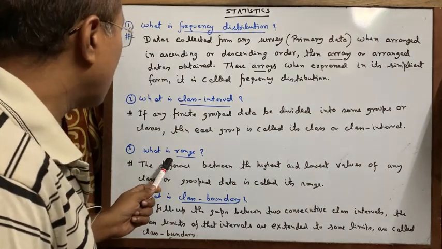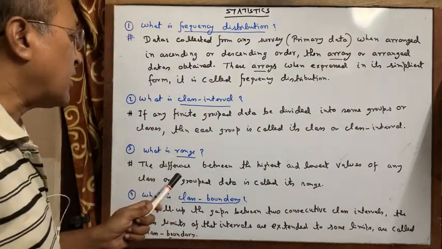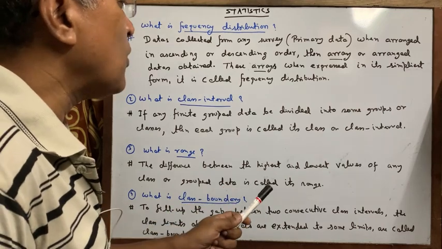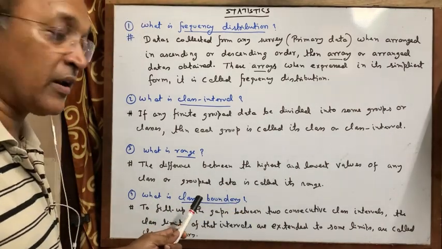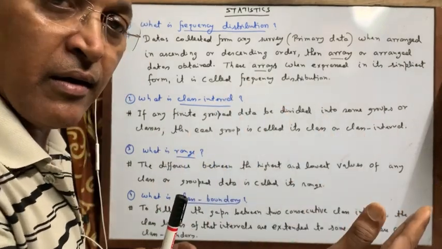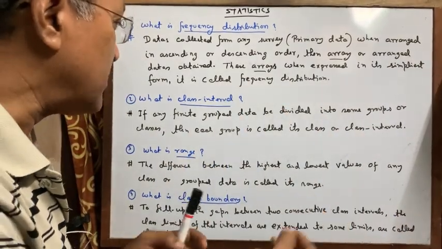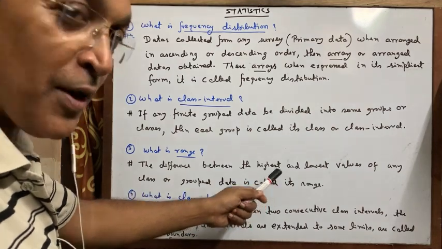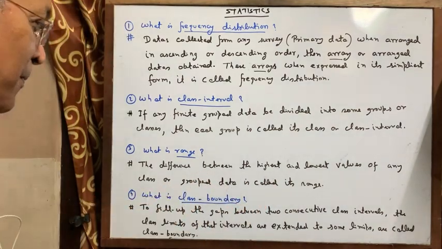Next point, what is range? The difference between the highest and lowest value of any class or group of data is called range. Say 5 to 10: 5 is the lowest value, 10 is the highest value.